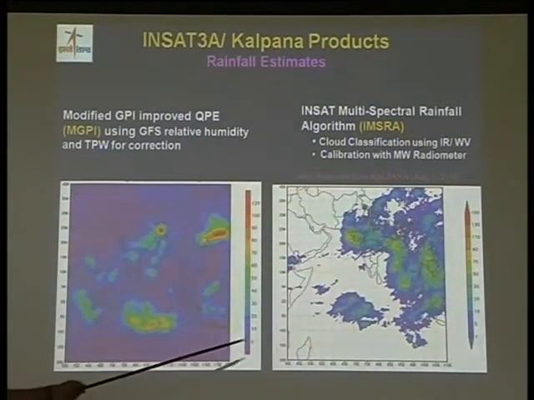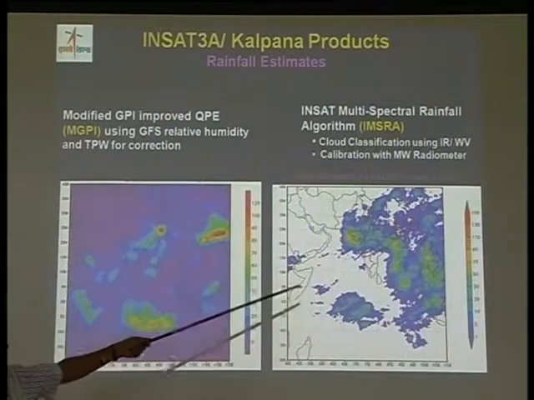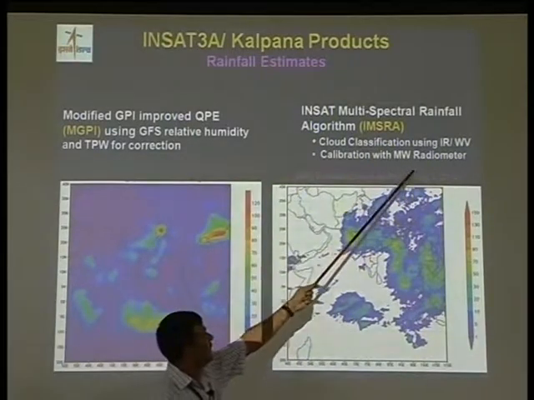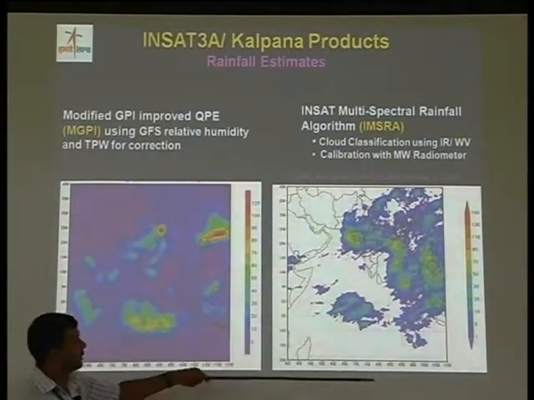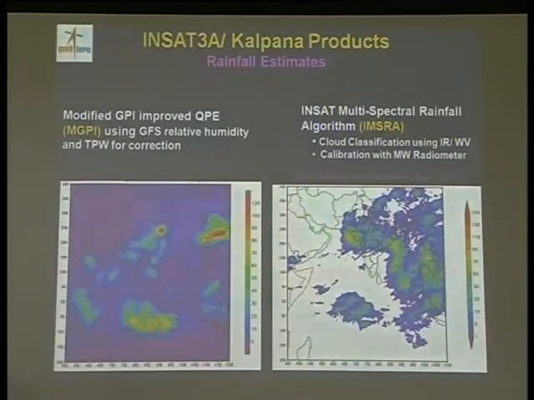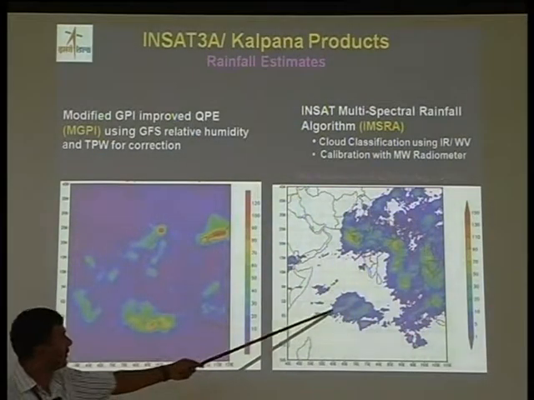And this is another product, we call it INSAT multispectral rainfall analysis. Here these INSAT observations are calibrated with microwave radiometers, and those calibrated coefficients are used in INSAT, and we get a very high spatial as well as temporal resolution rainfall product. So these two are different products. If you want to validate or compare your model on a daily or weekly time scale over a large area, this product will be better. And if you want to validate, say, for meso scale, you can validate with this type of product.